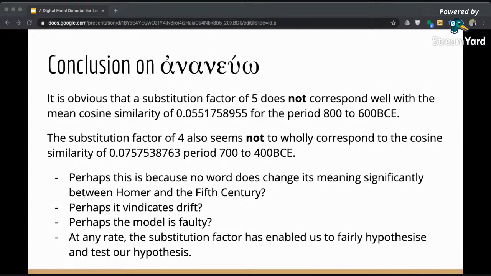Perhaps it vindicates the hypothesis of drift, that all words gradually change meaning, and they don't leap in terms of meaning. They don't metaphorically change, as we've often been told since Bréal. Or perhaps the model is just faulty. I don't think it's that either, because it is picking up on something. There are lower substitution factors here. At any rate, the substitution factor has at least enabled us to fairly hypothesize and to test our hypothesis. It's enabled us to go back to the data and say, well, this doesn't quite make sense, or this does make sense. So it's a very powerful tool for interrogating the data.